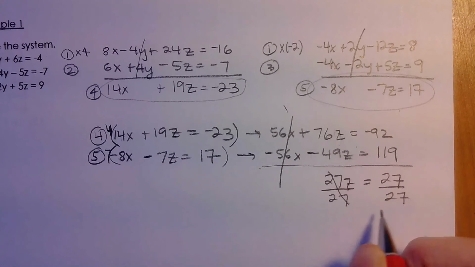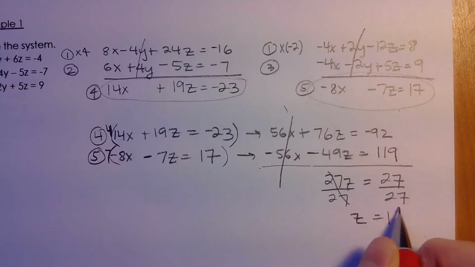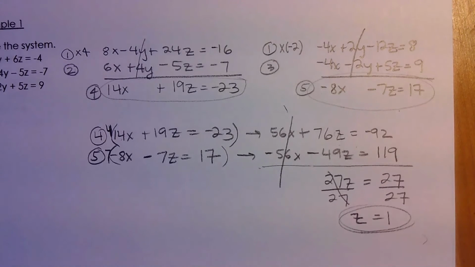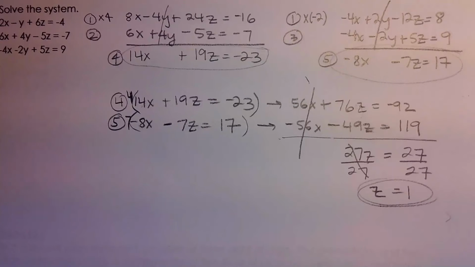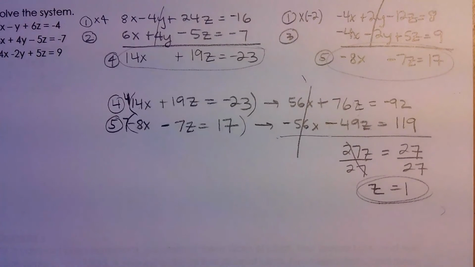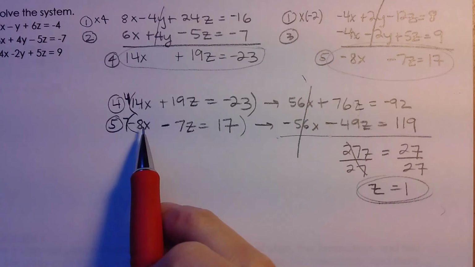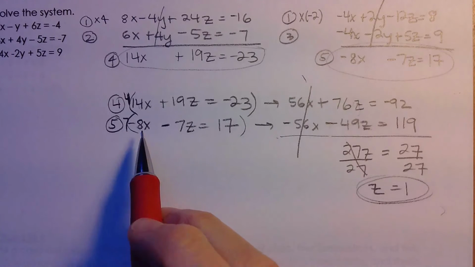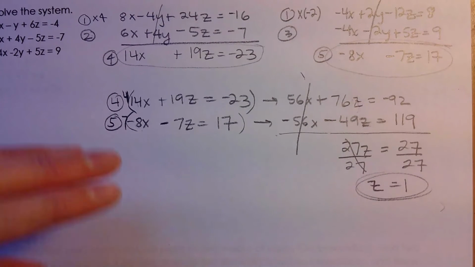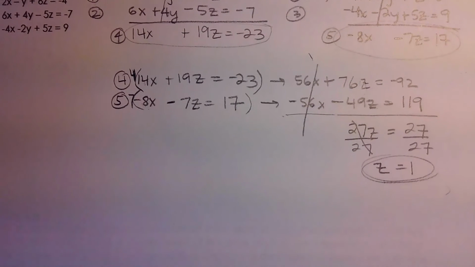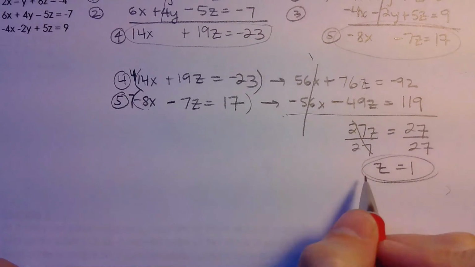All right. So z is equal to 1. Yay, we got our first answer here. All right, and now, we're just still working with equations 4 and 5. We're going to take that 1 and plug it back in for the z on equation 4 or 5. It doesn't matter which, but the numbers on 5 seem a little bit smaller, so maybe I would do that.